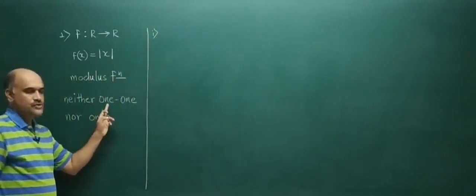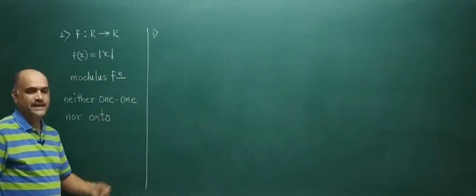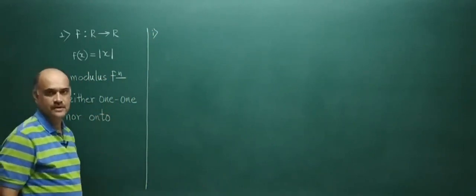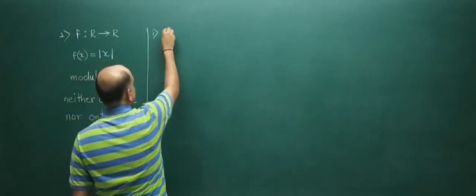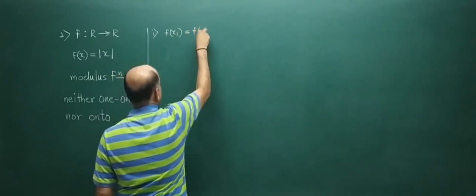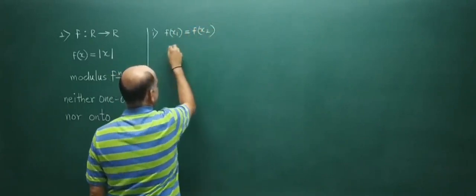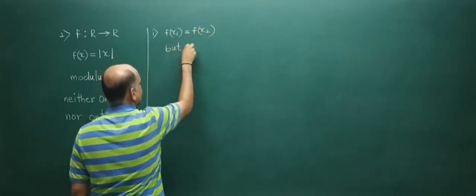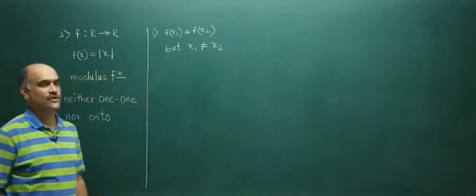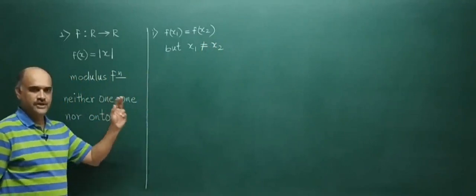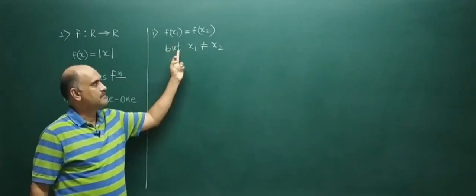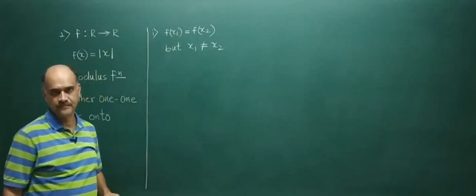You are required to show that it is not one-one by taking an example. So you should take such numbers that f of x1 is equal to f of x2, but x1 is not equal to x2. You should take numbers such that the function values are the same, but the numbers are not the same.